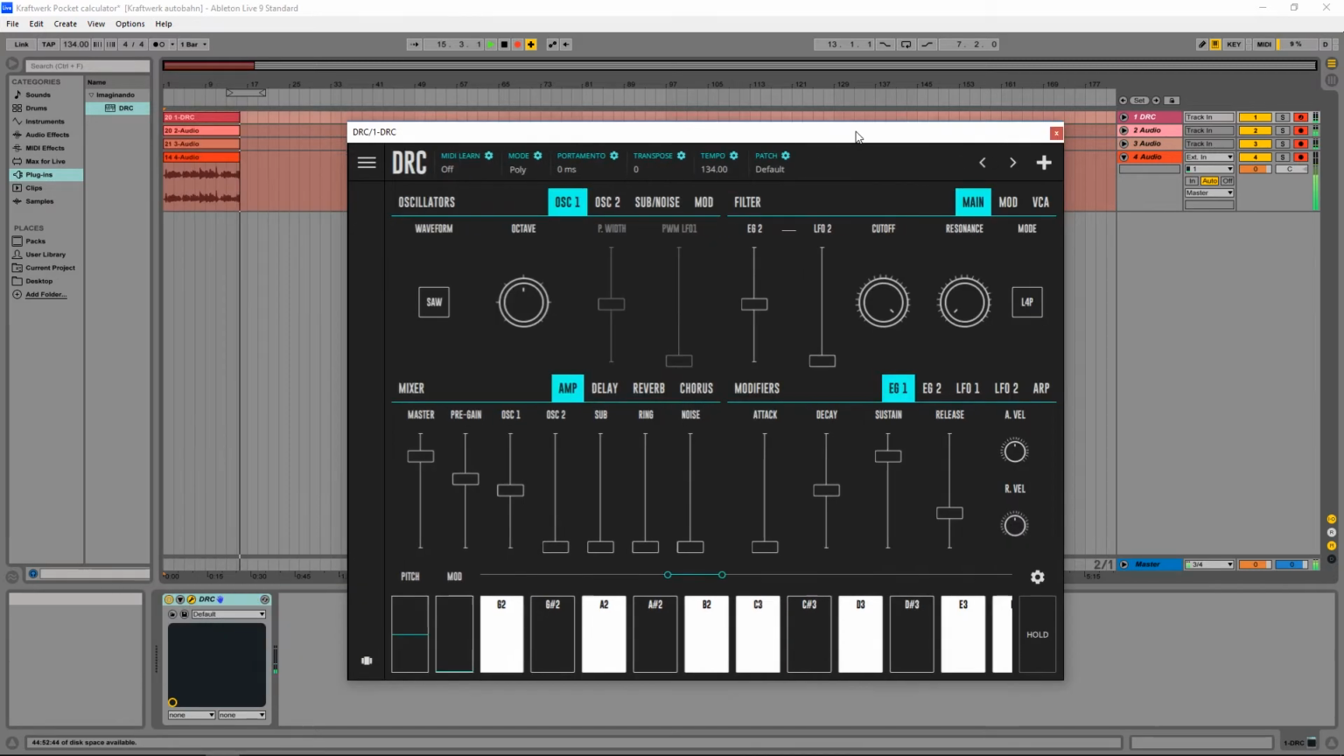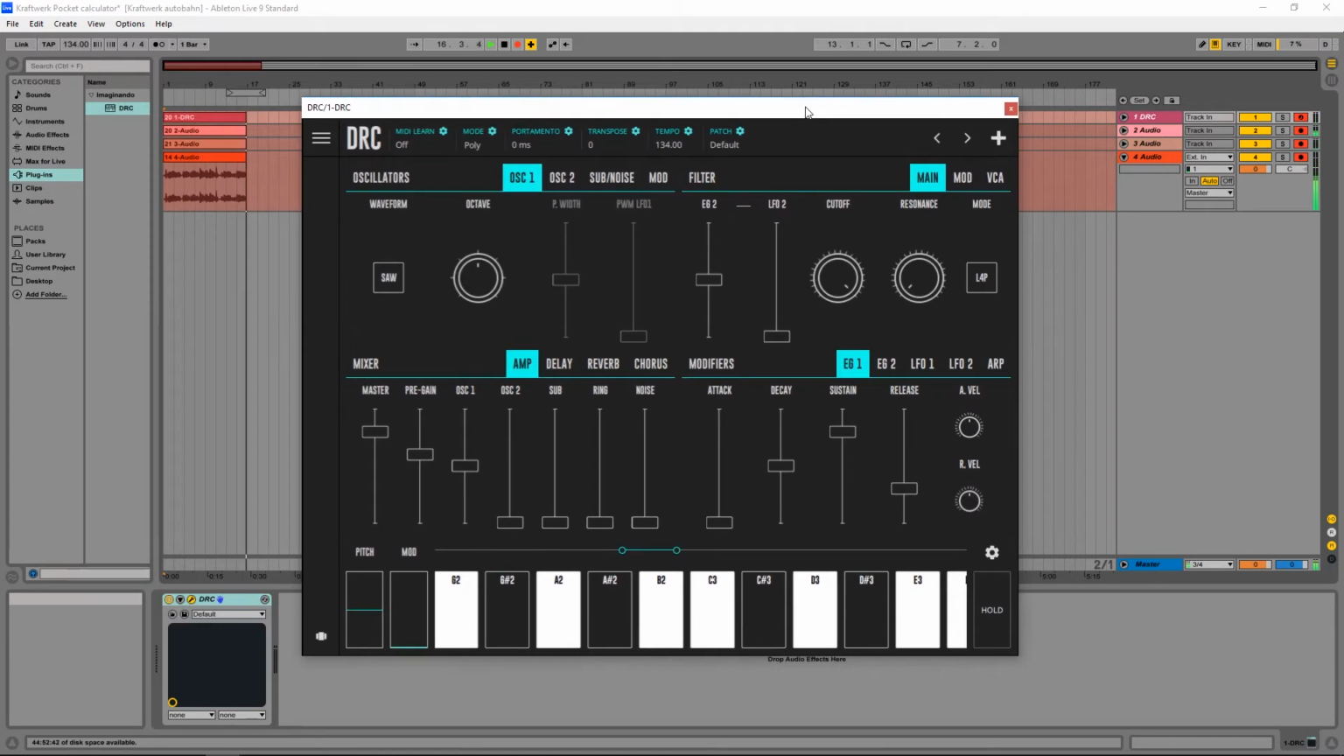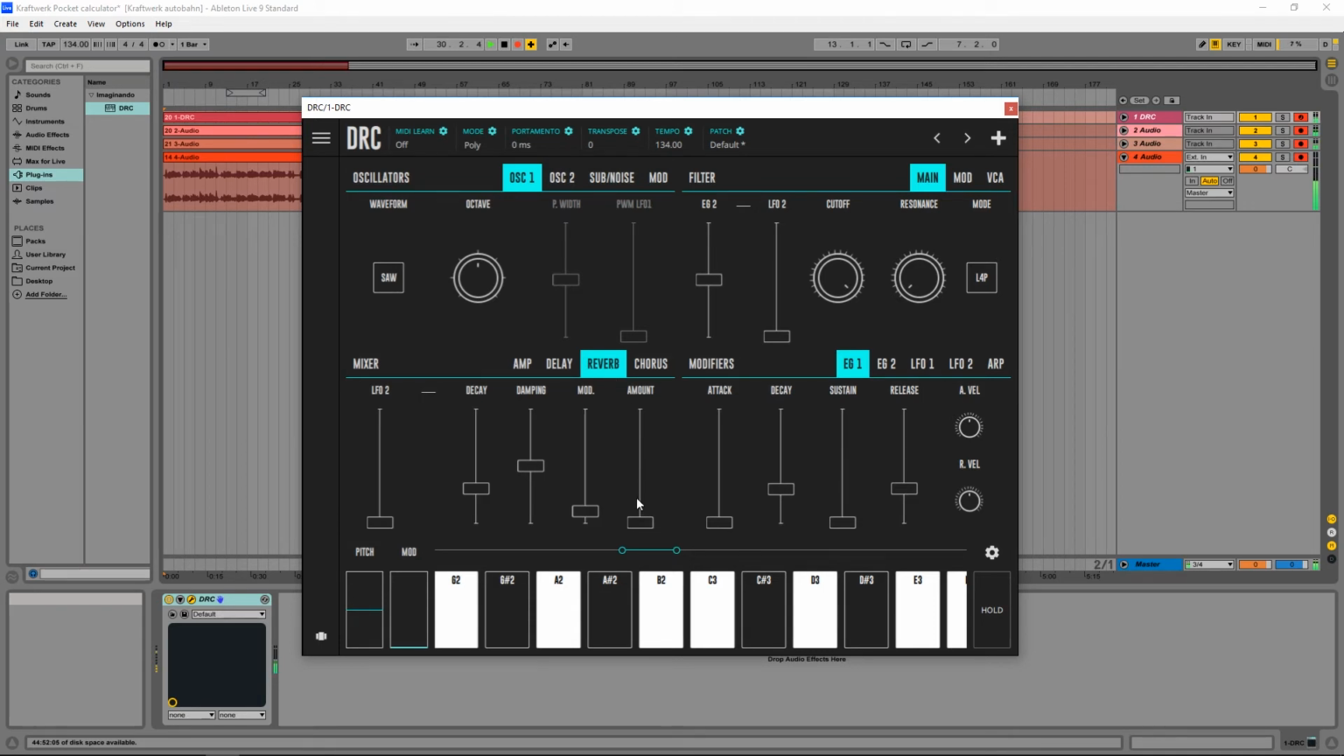And this patch is actually really, really simple to make. So we're going to leave everything as it is, a sawtooth wave, and only on the first oscillator. And the only thing that we really have to do is cut the sustain on the first envelope generator that controls the amplitude, and even cut the decay so we just have a little burst of energy, and now for some reverb.